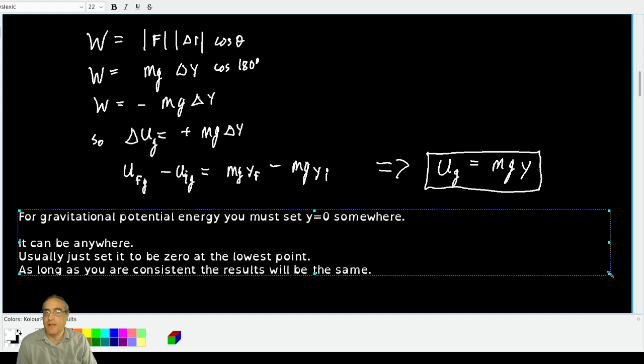And that's it for gravitational potential energy. This was a real short one. Hope you enjoy it. Come back next for elastic potential energy, something a little harder.